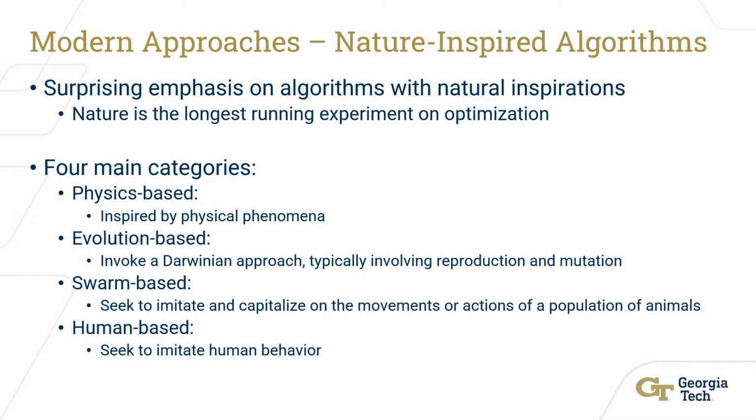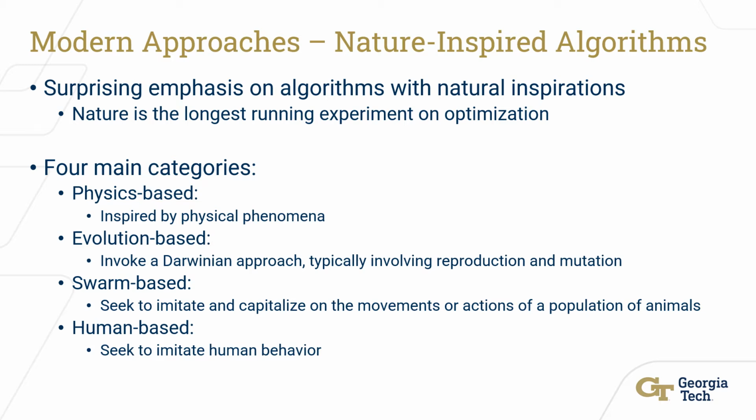Within this category of metaheuristic algorithms, an astute observer would note a surprising emphasis on algorithms with a natural or biological inspiration. Nature, with regards to species behavior, survival, and evolution, is the longest-running observable experiment on optimization. Therefore, it's logical to attempt to mirror its processes in algorithm development.